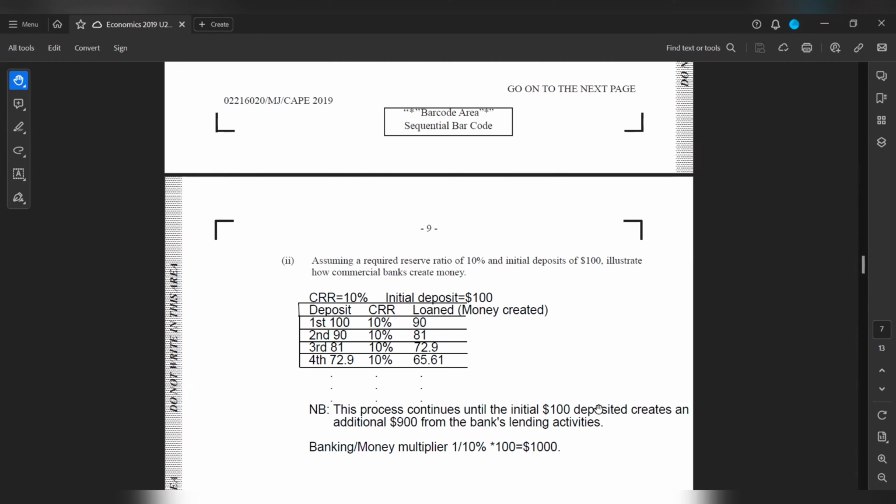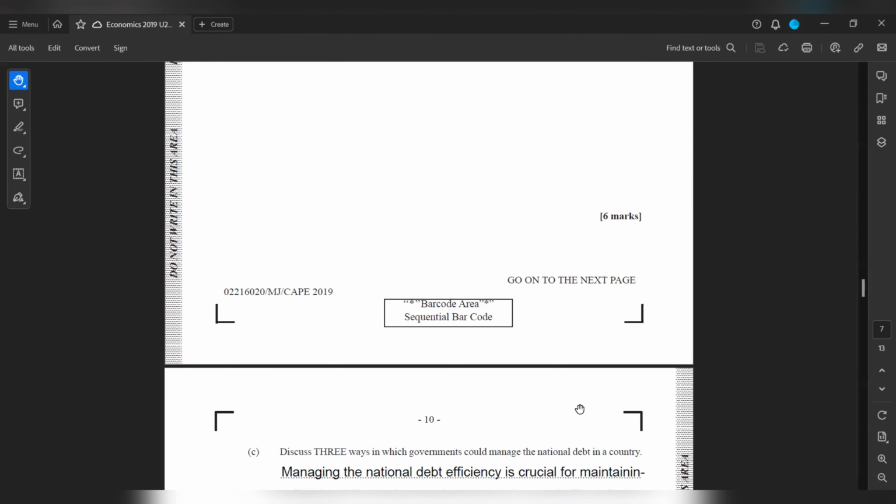Banking and money multiplier will be 1 over the 10% times 100, giving us a total of $1,000. C. Discuss 3 ways in which governments can manage the national debt in a country.